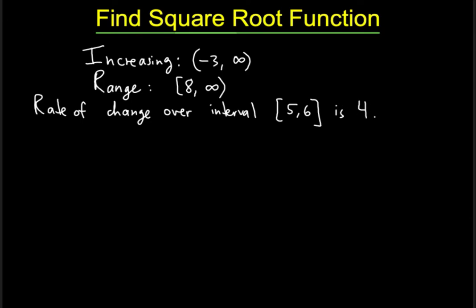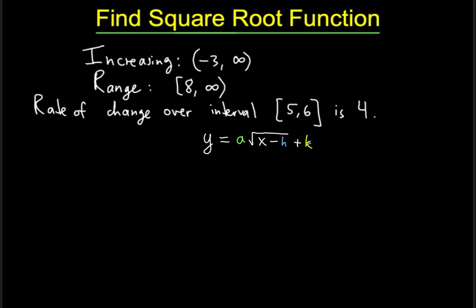So first, let's write the general equation. And then we're going to see how we're going to find the missing information. So the general equation is y equals a, the constant, multiplied by the square root of x minus h, plus k. Okay, so obviously here we want to find the missing information a, h and k.